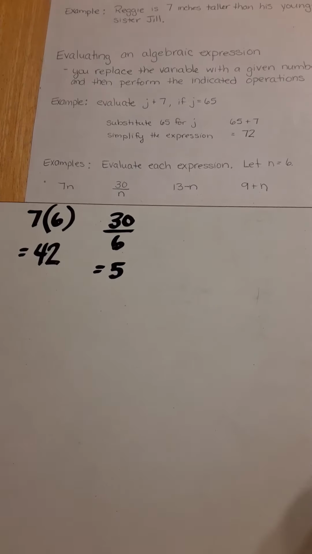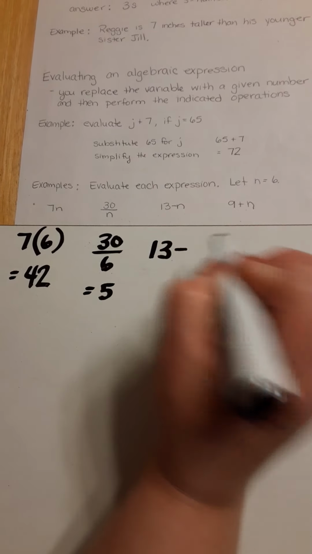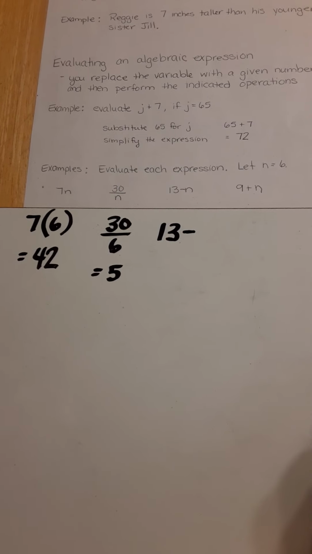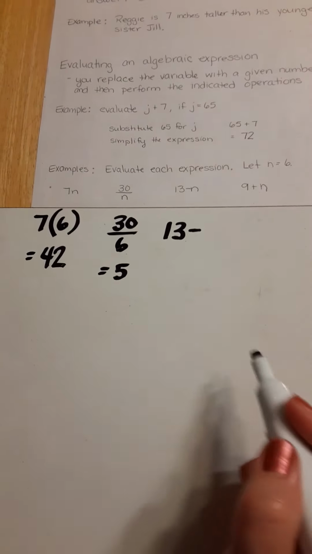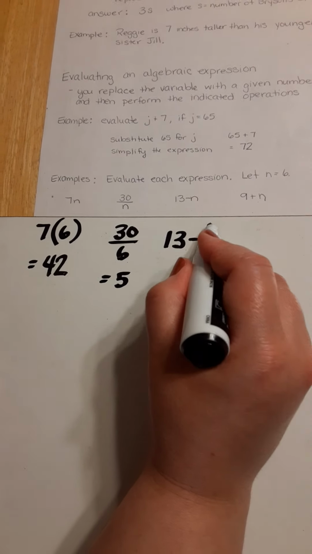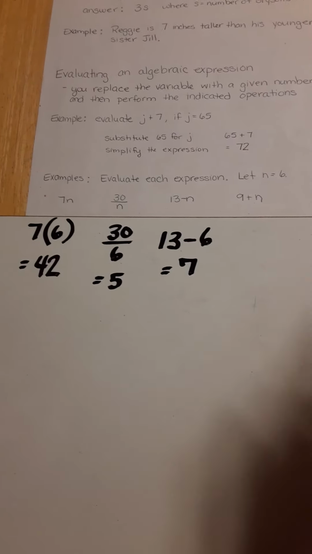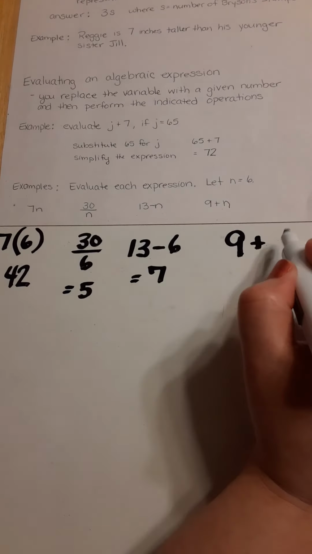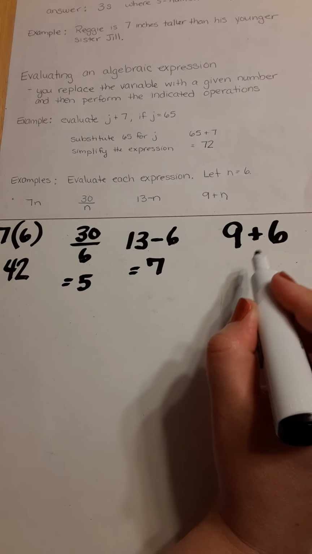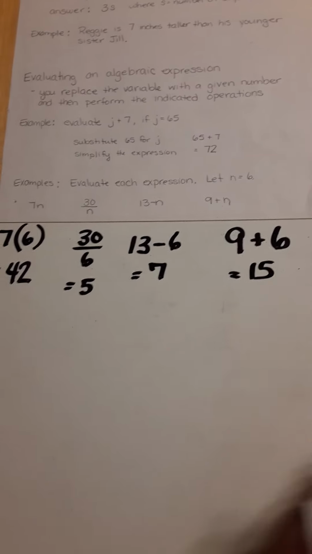So evaluating an algebraic expression is not hard as long as we follow our order of operations and substitute the value in correctly. Here, 13 minus n, my n is 6. Do the math, and I get the answer 7. And the last one here, it doesn't matter if my variable comes first or last. I still am going to substitute it in, and I'm going to get 15 for my answer.